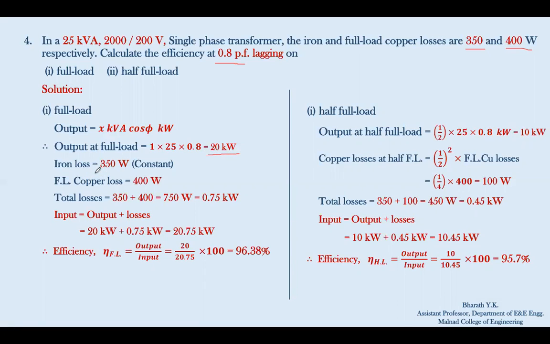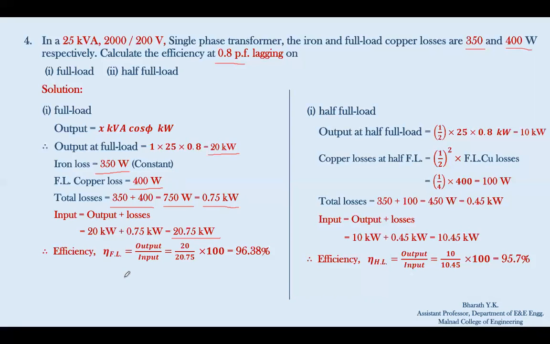Next, the iron losses given in the problem is 350 watts, which is constant irrespective of the variation of the load. The full load copper losses given in the problem is 400 watts. Therefore, the total losses is equal to 350 plus 400, which is 750 watts. If it has to be represented in kilowatts, it is 0.75 kilowatts. The total input to the transformer is equal to the output, which is 20 kilowatts, and the total losses, which is equal to 0.75 kilowatts. Therefore, the total input is 20.75 kilowatts.